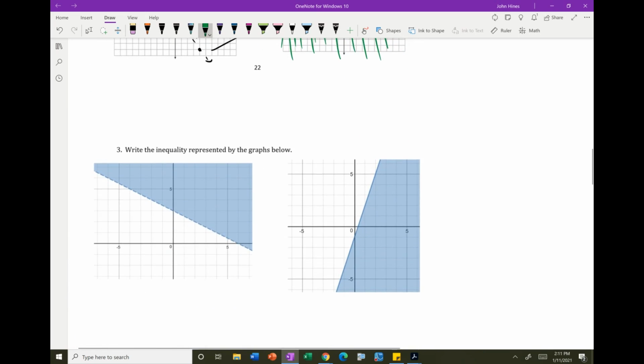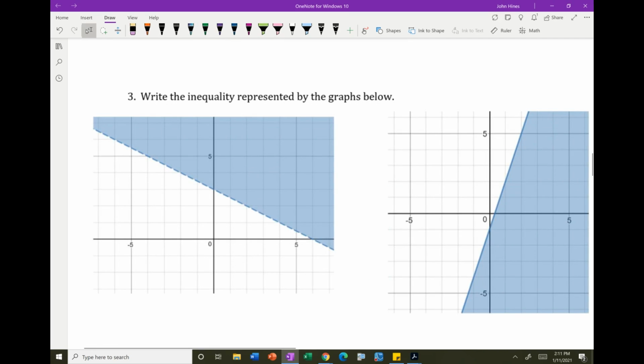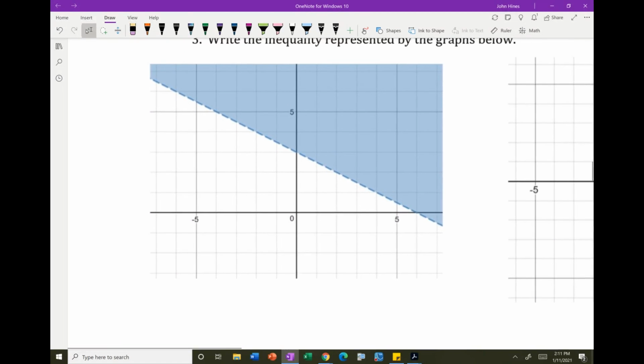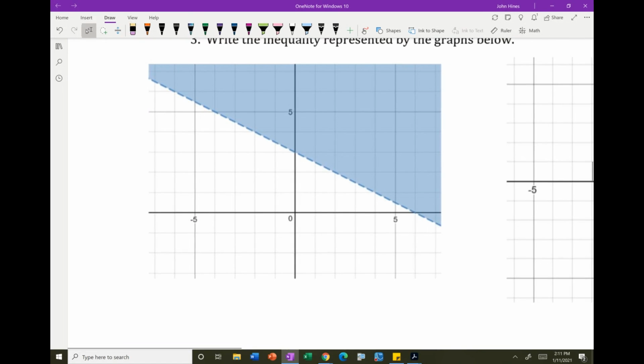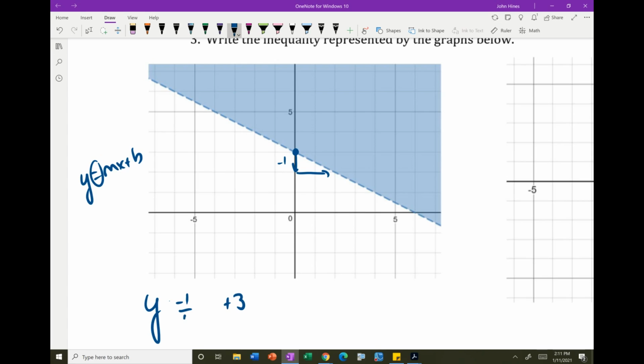Okay, let's go backwards. Here's a graph. Tell me what the inequality is. Well, let's pretend it was a line. Let's do y equals mx plus b first, and then we'll deal with the equals. So my y-intercept's easy. 1, 2, 3, plus 3. What's my slope? Well, down 1, right 2.